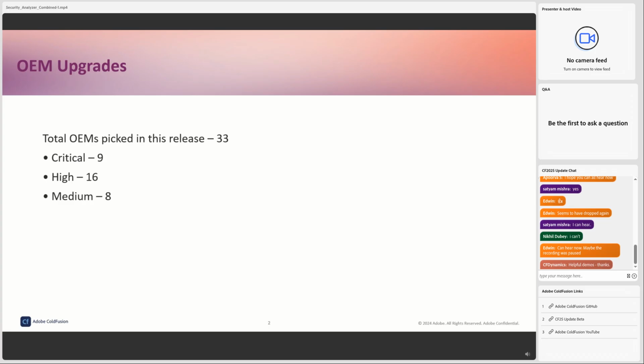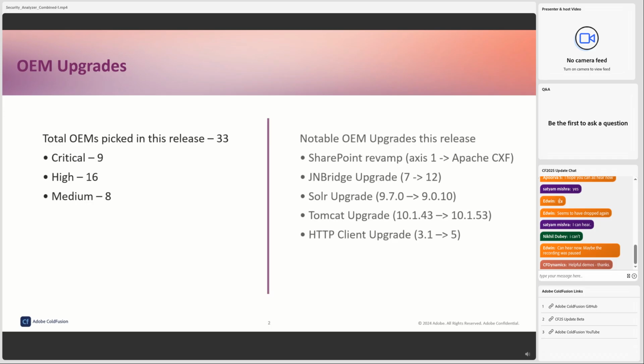So total 33 OEMs were picked, out of which 9 were critical, 16 were high, and 8 were medium. And the notable OEM upgrades in this release are SharePoint revamp from Axis 1 to Apache CXF, then JNBridge upgrade, Solr upgrade, Tomcat upgrade, and HTTP client upgrade.